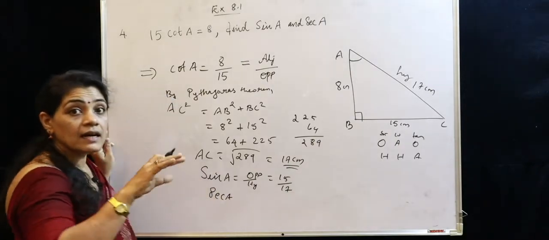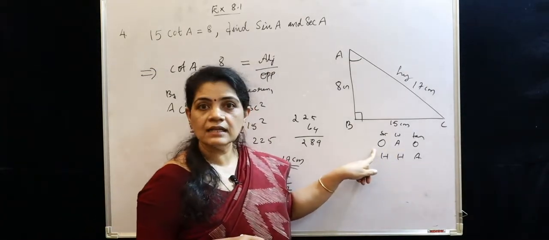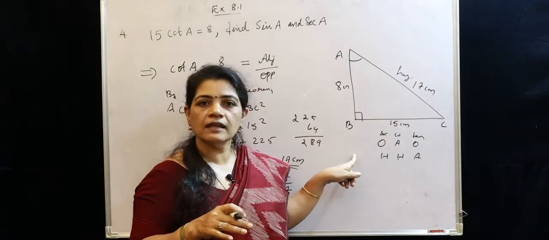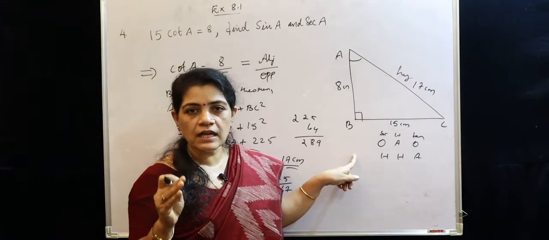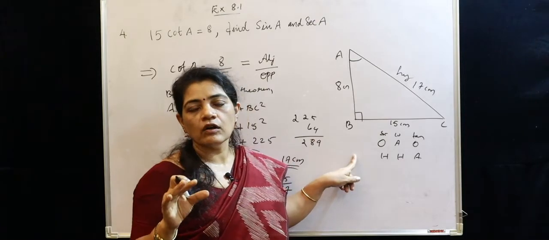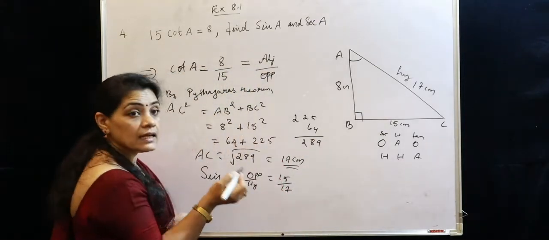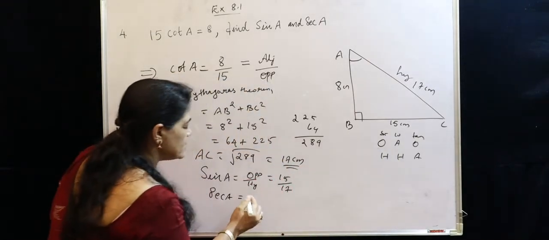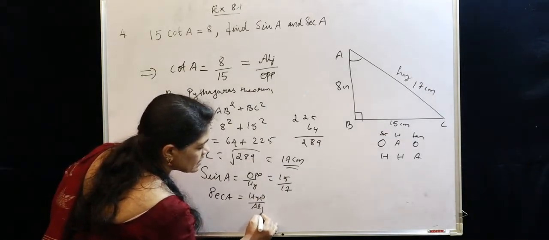And cosec is the reciprocal of sin. Okay, these are the 3 basic trigonometric ratios, and the other 3 are the reciprocals of these 3. The first are sin, cos, tan. Cosec is the reciprocal of sin, sec is the reciprocal of cos, and cot is the reciprocal of tan. Okay, so sec A is the reciprocal of cos, so hypotenuse divided by adjacent side.